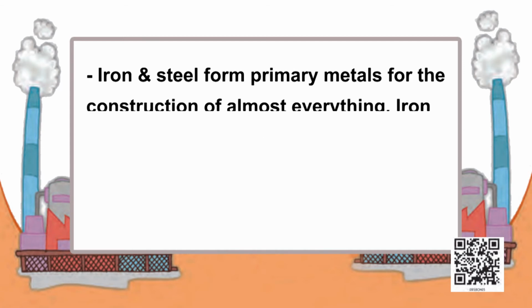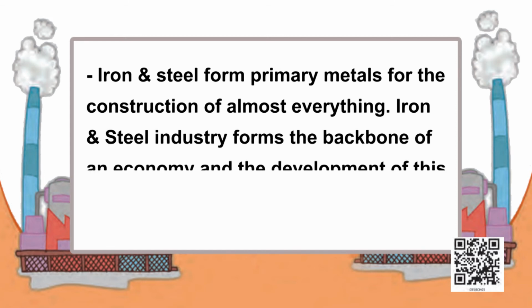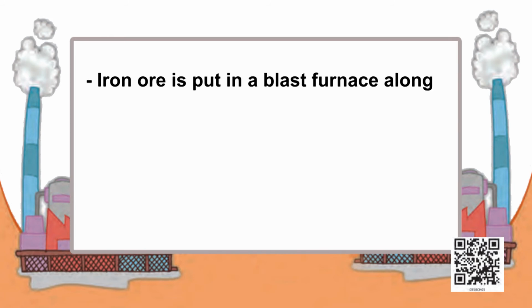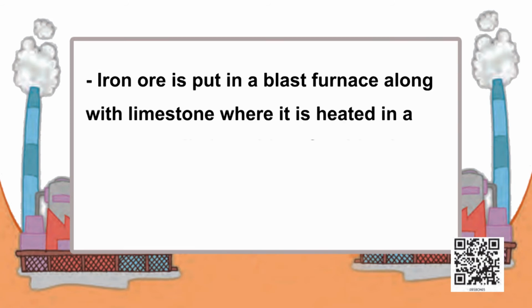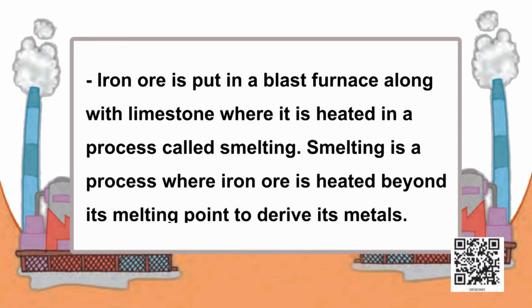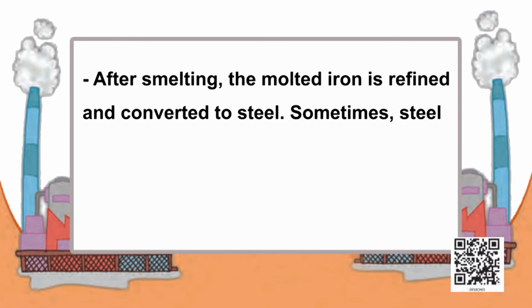Iron and steel form primary metals for the construction of almost everything. Iron and steel industry forms the backbone of our economy and the development of this industry determines the progress of our country. Iron ore is put in a blast furnace along with limestone where it is heated in a process called smelting. Smelting is a process where iron ore is heated beyond its melting point to derive its metals. After smelting, the melted iron is refined and converted to steel.